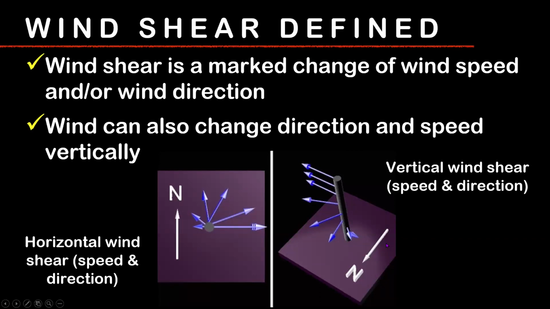So you see here on the lower left, this is horizontal wind shear, where we see the wind changing speed or direction on a specific horizontal plane. But the same thing can occur vertically with vertical wind shear, where you have a change in speed and direction with height. Both of these happen, and sometimes they happen at the same time.